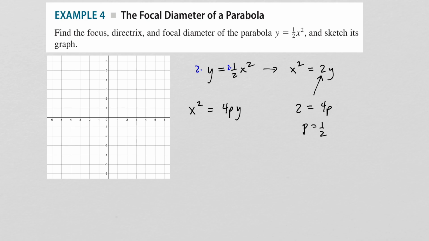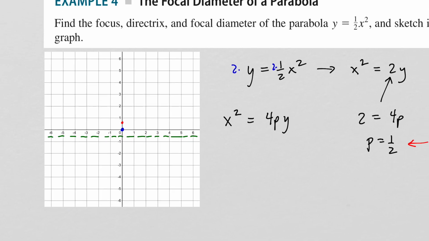Now we know this is a vertical parabola, right? Because it's x that's being squared instead of y. And we know its vertex is at the origin. Now we know the focus is 1/2 unit above the origin, so it's right here. And then we also know that the directrix is a line just on the other side.